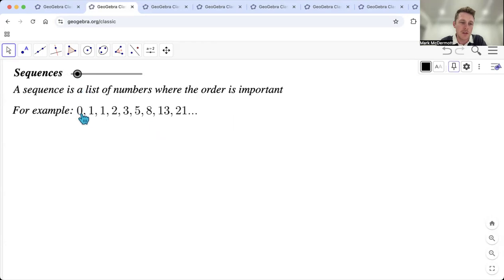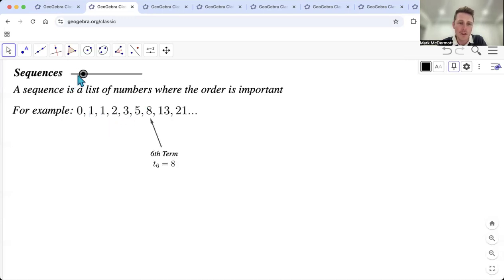But hopefully you're recognizing that this is what's known as the Fibonacci sequence. Basically, you get every new term by adding the two previous terms together. So 1 plus 1 gives us 2, 2 plus 1 gives us 3, 3 plus 2 gives us 5, and so on. So we can see that yeah, it's a sequence. It's a list of numbers where the order is important.